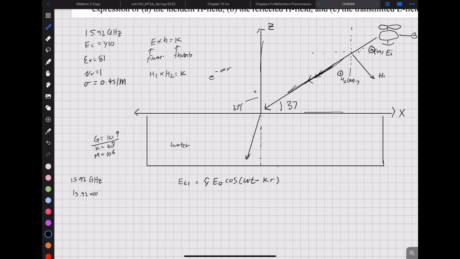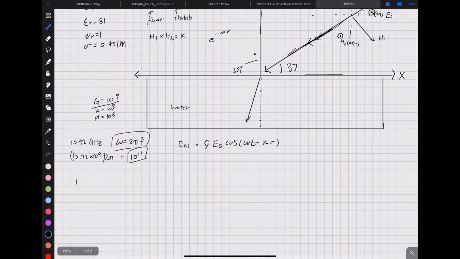So 15.92 times 10 to the 9 multiplied by 2 pi. Why? Because omega is equal to 2 pi f. That's going to get us our number. Not our K, our omega is going to equal 10 to the 11. So our omega is equal to 10 to the 11. K is a whole different thing.